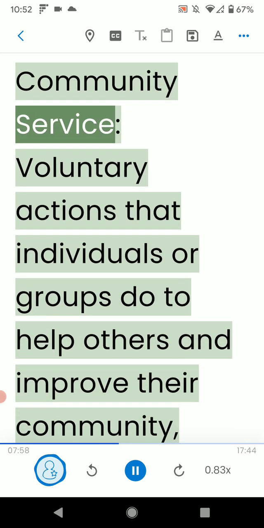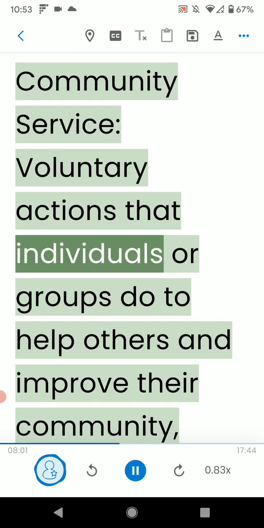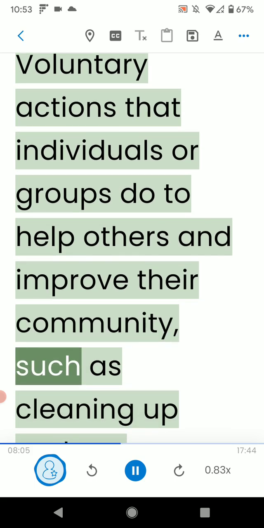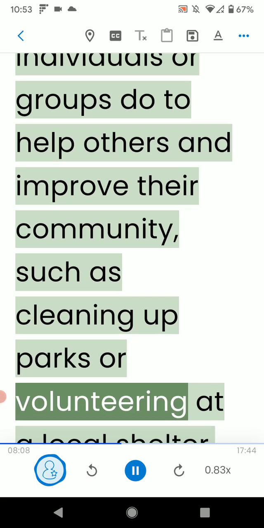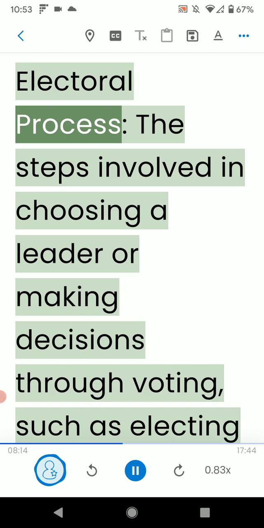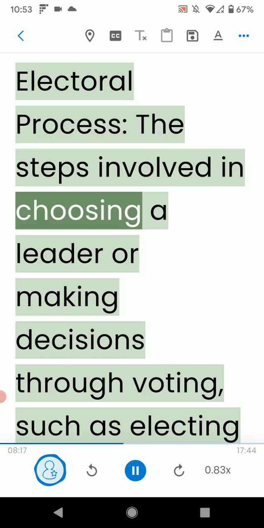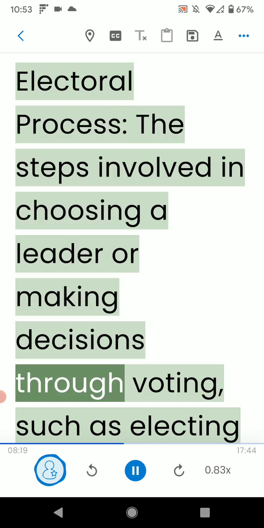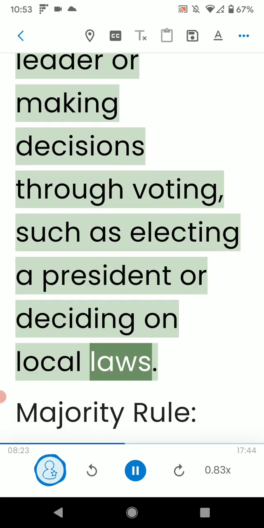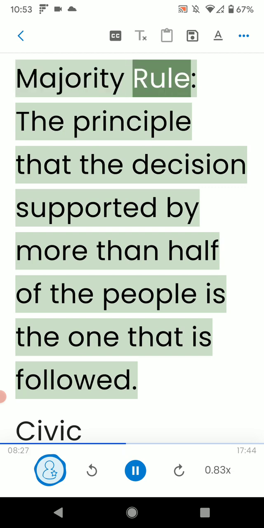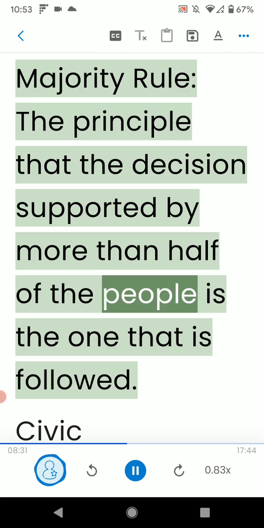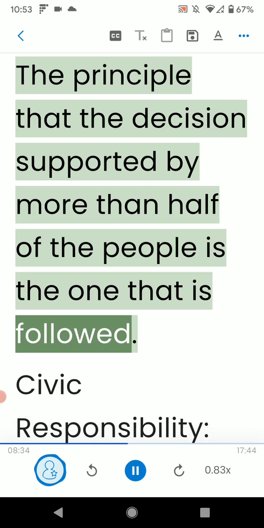Community service, voluntary actions that individuals or groups do to help others and improve their community, such as cleaning up parks or volunteering at a local shelter. Electoral process, the steps involved in choosing a leader or making decisions through voting, such as electing a president or deciding on local laws. Majority rule, the principle that the decision supported by more than half of the people is the one that is followed.